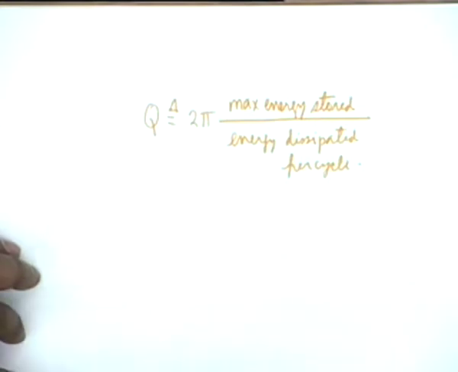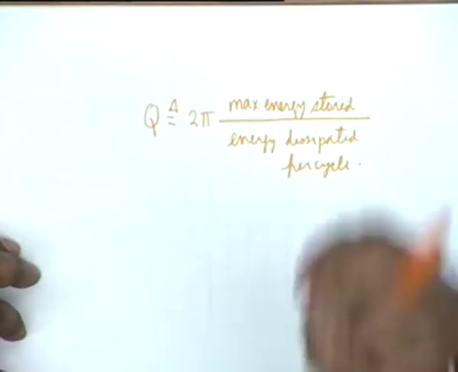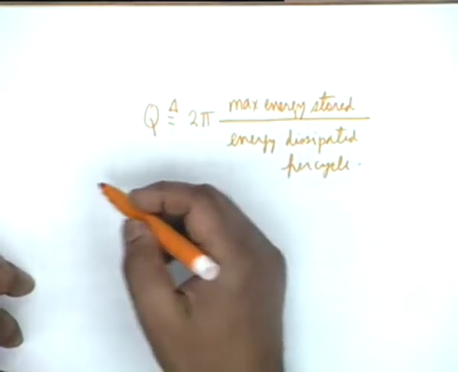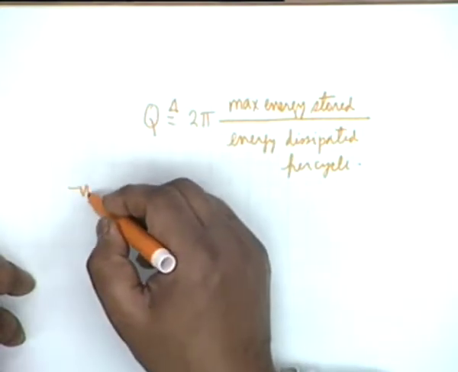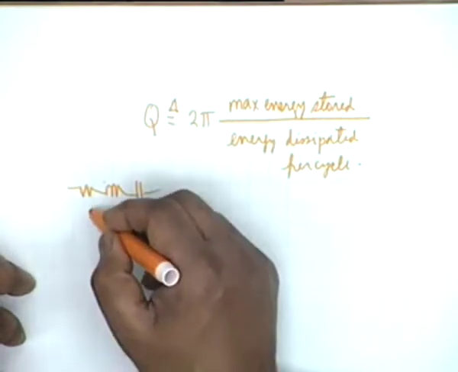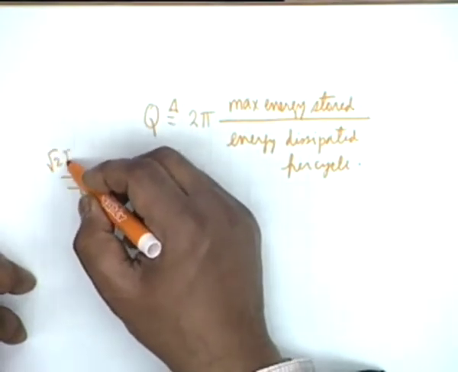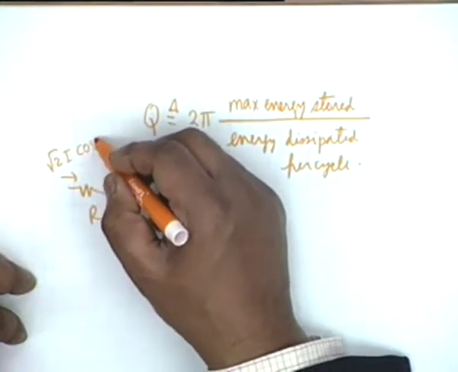which means that Q, the quality, has something to do with the energy storage capability of the element vis-a-vis the energy that is dissipated in every cycle, all right, and it is this ratio which is considered as the definition of Q, the universal definition of Q. Now we can easily calculate this, for example, for a series RLC circuit. For a series RLC circuit, it's very easy to calculate. Suppose the current is root 2 I, let's say, cosine omega t.